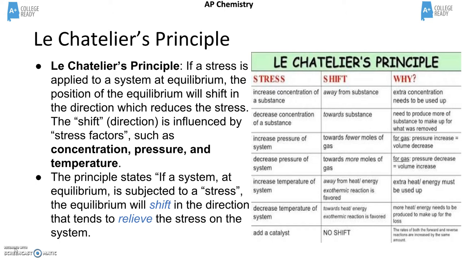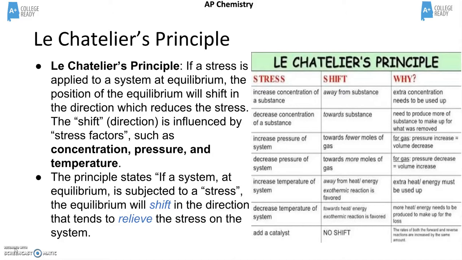Notice temperature. Heat it up, speed it up. If the temperature is increased, it's going to go away from the heat or energy. So exothermic reaction is favored, of course. And then if I decrease the temperature, it's going to move towards the heat, because heat energy will need to be produced for that loss. So it's going to shift away from where the heat is being added or decreased in this case. The last part of this chart is if you add a catalyst, there's no shift because basically a catalyst just speeds things up.